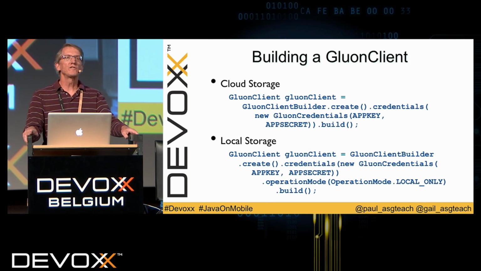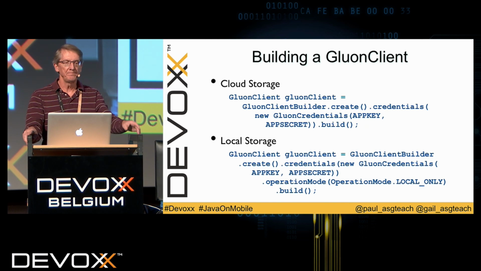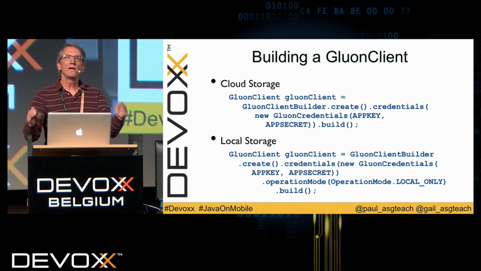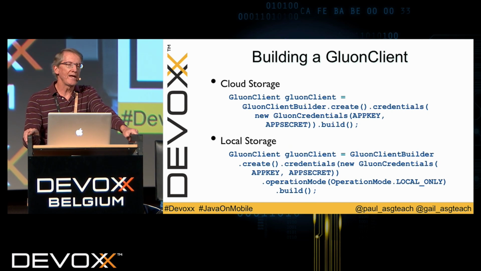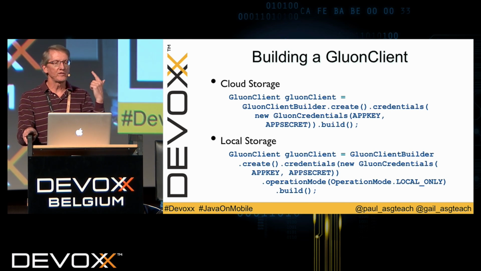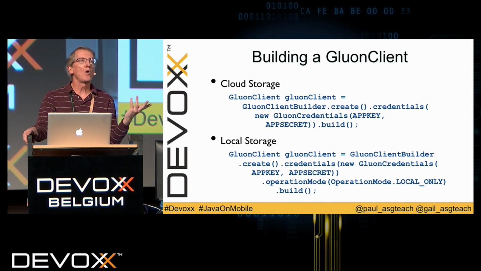Okay, so now if you want to store data in the cloud, you need to register with Gluon, and you can do this for free. And you register your application. And then what Gluon does is it gives you both an application key and a secret key, which you can use to create what's called a Gluon client for that particular application. The default is cloud storage, but for local storage, you can specify a mode called operation mode.local only, as we're showing here on the slide. And you don't need to register with Gluon for local storage, by the way.